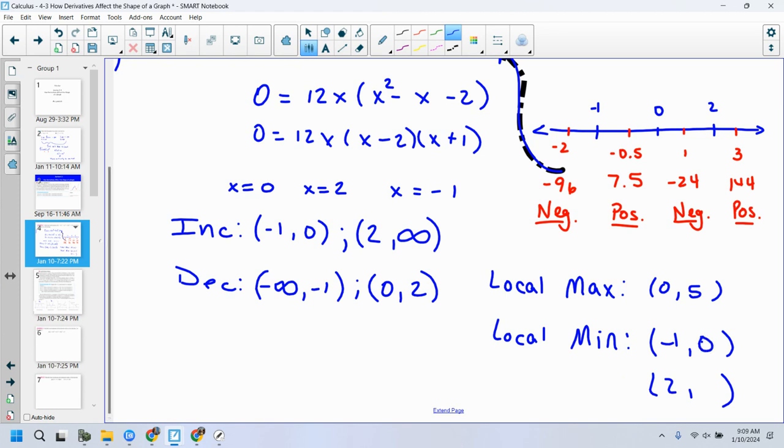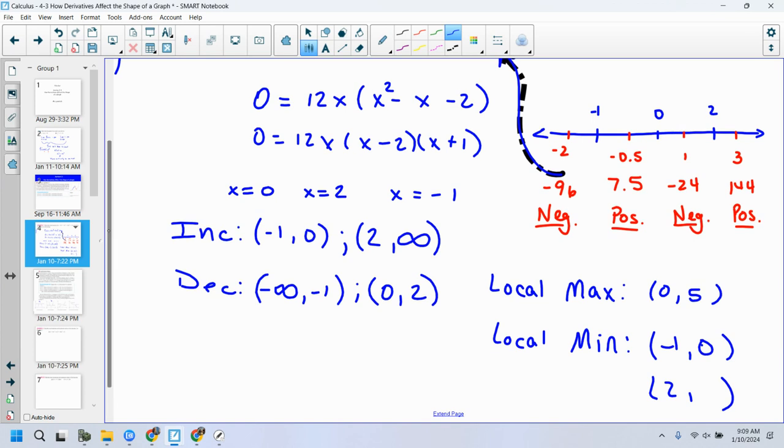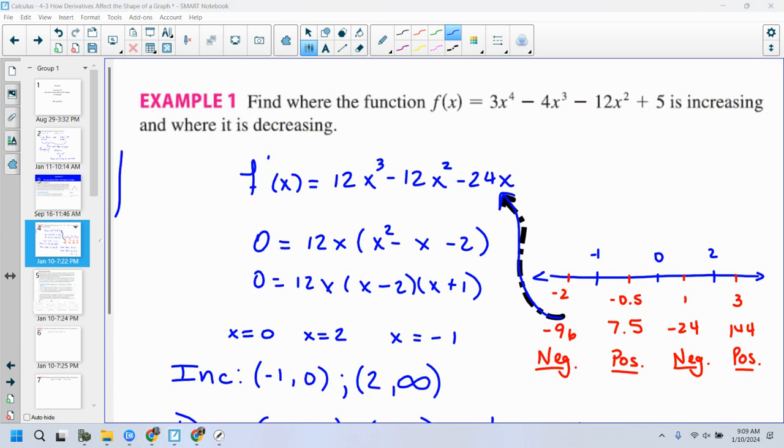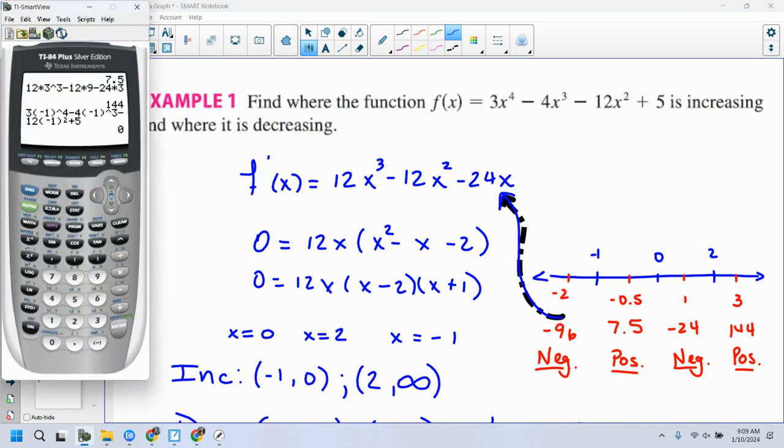And then we run 2. Let's run 2 into that. So 3 times 2 to the 4th minus 4 times 2 to the 3rd, which is 8, minus 12 times 2 squared, which is 4, plus 5. Negative 27.